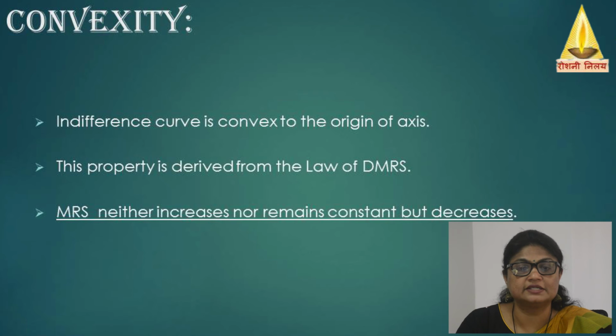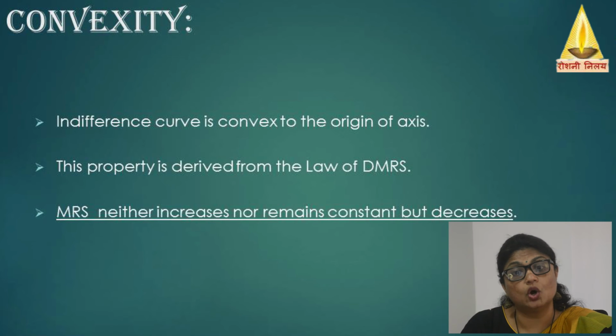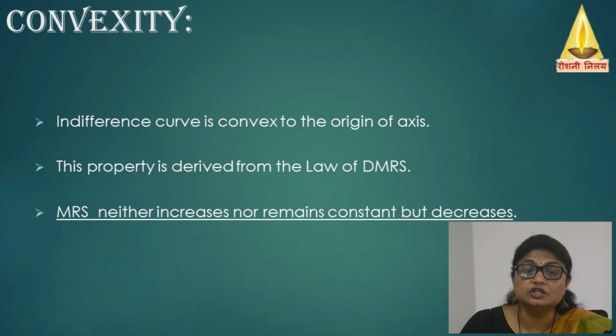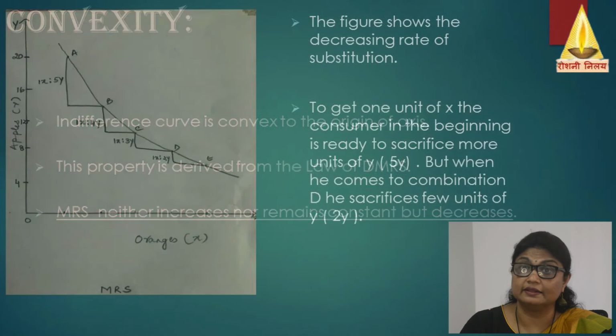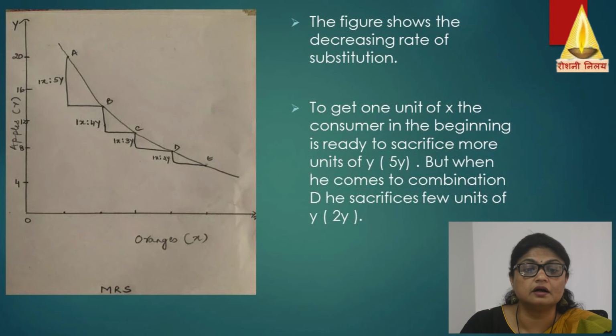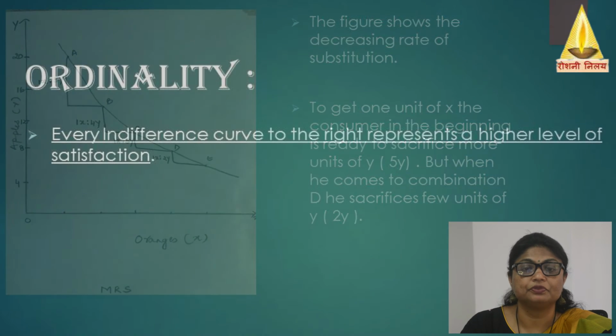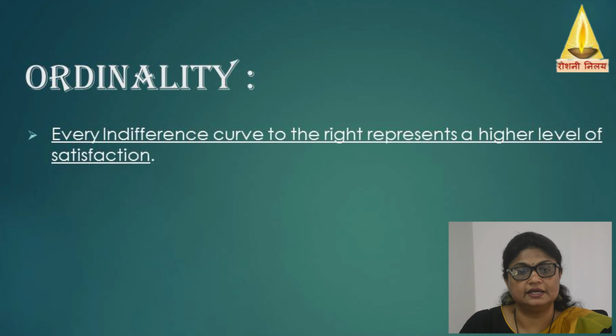Second one is convexity. Indifference curve is always convex to the origin of axis. This property is also derived from the law of diminishing marginal rate of substitution. Remember, marginal rate of substitution neither increases nor remains constant but decreases, and that's the reason why IC curve has a negative slope. Third one is ordinality.